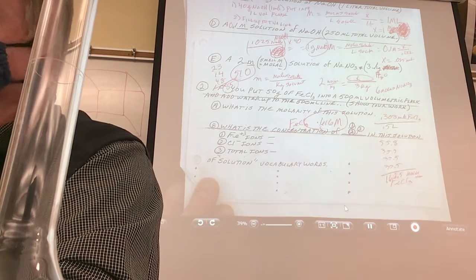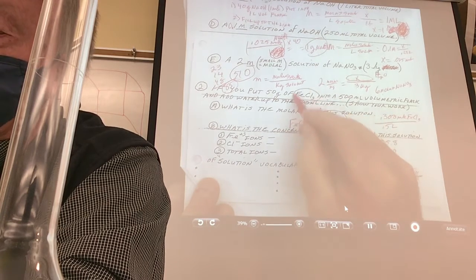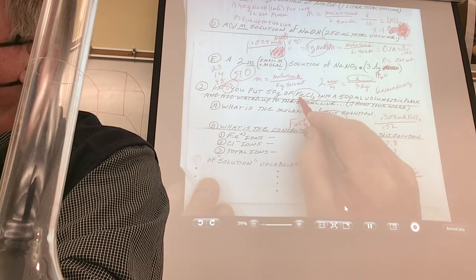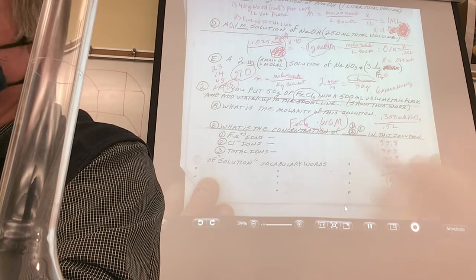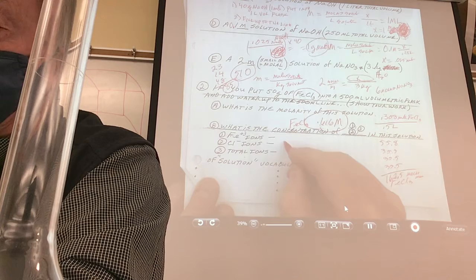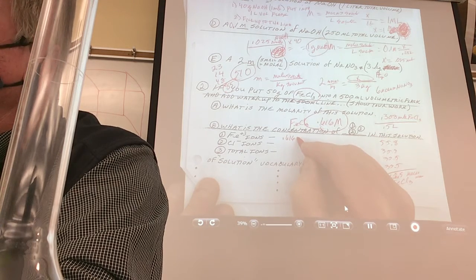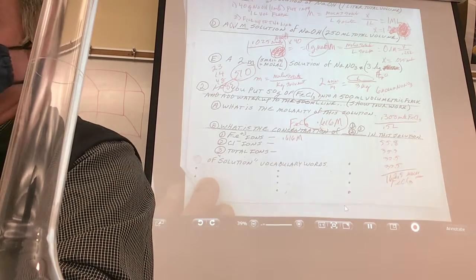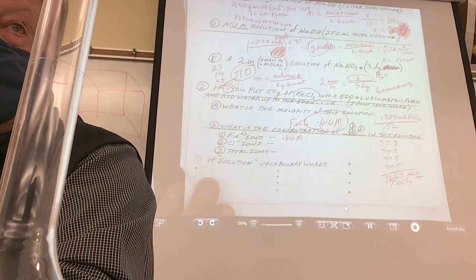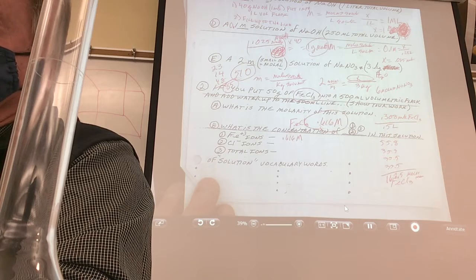And then what is the concentration of iron ions? For every one of these, how many of these do you get? So it has to be the same concentration, right? So what's the concentration of iron ions? 0.616. What's your unit? No, not moles. What's big M? Molarity. Remember, molarity is not moles, right? It's moles per liter.